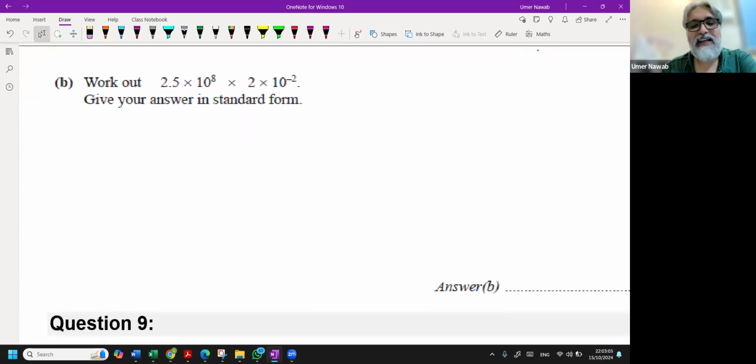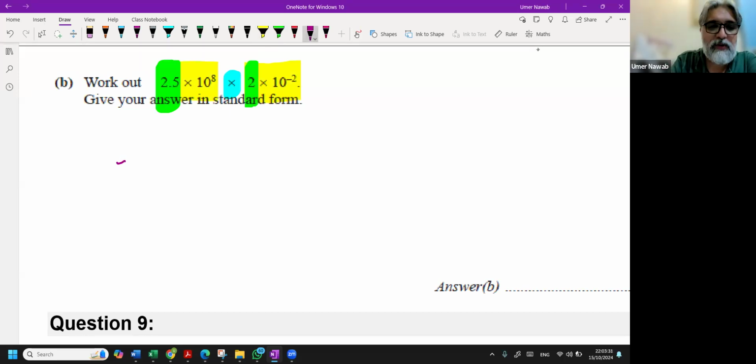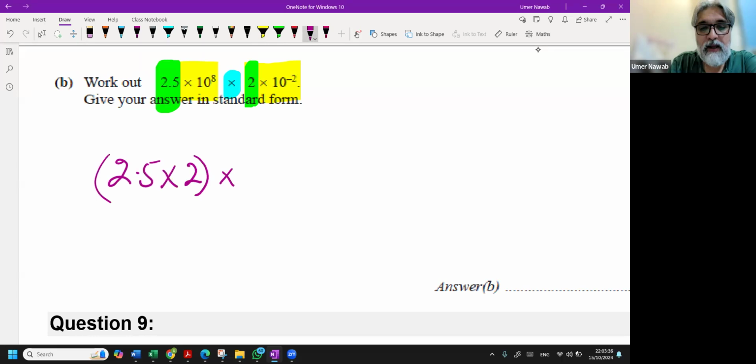Now, for the first time an interesting question came, which I can say reached the level of IGCSE. I have two standard forms, and they are multiplied with each other. If this type of question comes in the exam, what do you need to do? You just need to multiply 2.5 with 2. And those numbers which are without the power of 10, just multiply them together. So 2.5 is going to multiply with 2. Do it separately. Now I have 10 raised to power 8, multiplied with 10 raised to power negative 2.